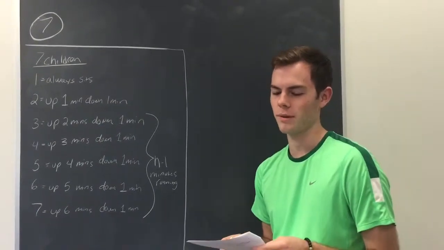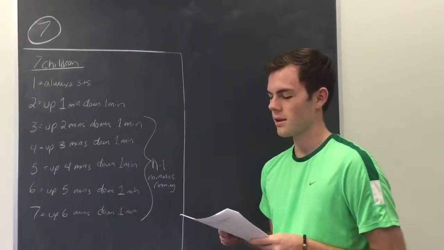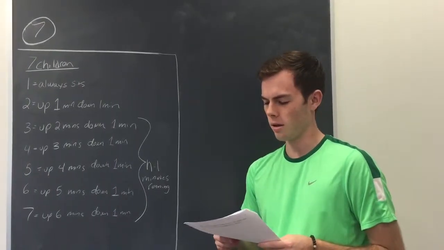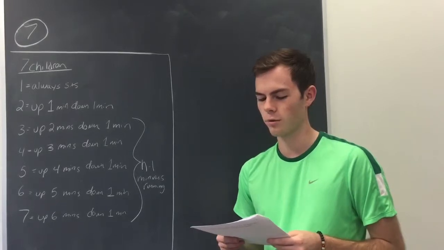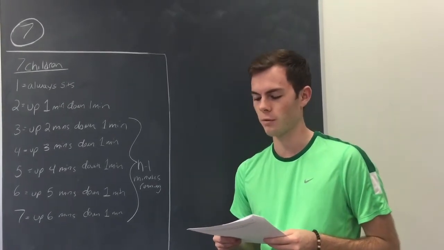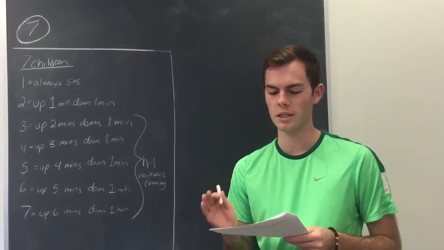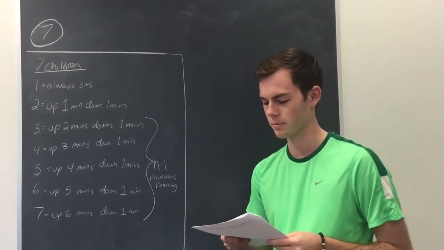Today we have problem number 7, and problem number 7 states, 7 children start school at 8 a.m. The first child is calm, sits down, and never stands up. The second child runs for 1 minute, then sits down for 1 minute, and then runs for 1 minute, and then keeps on alternately sitting and running for exactly 1 minute.